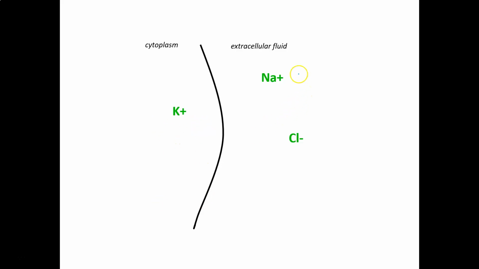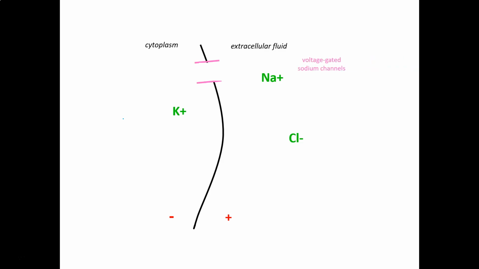So just a reminder, sodium chloride is located in higher concentration outside the cell. Potassium is located at higher concentrations inside the cell. The inside is slightly more negative compared to the outside, right? And this is a neuron at rest. This is the resting membrane potential.